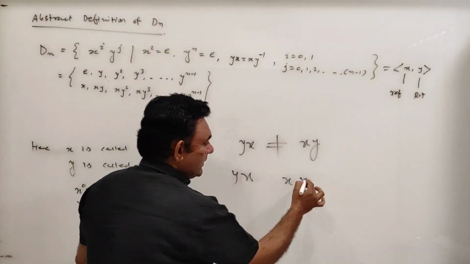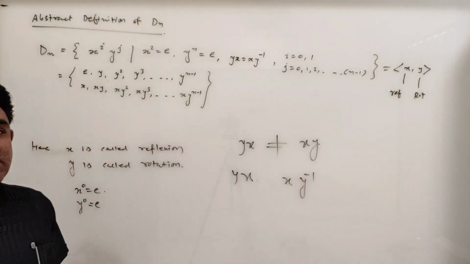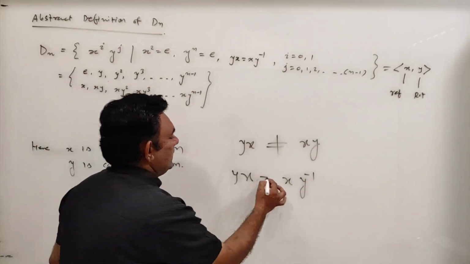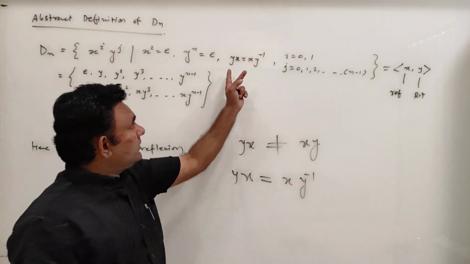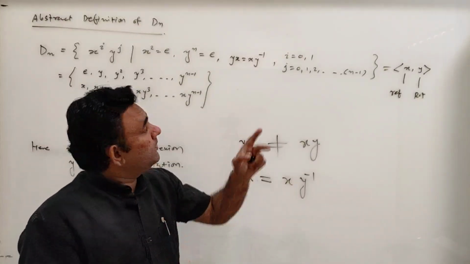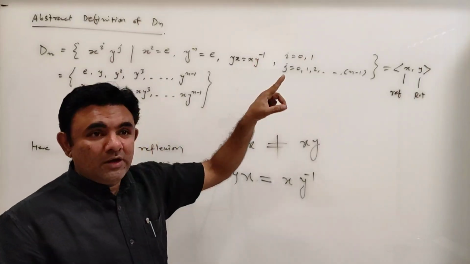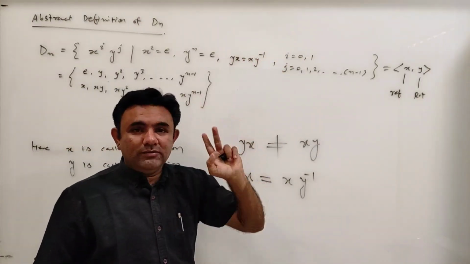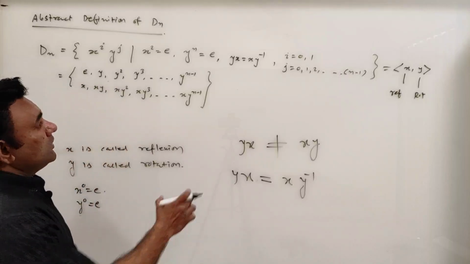If I consider here -1 power, then I have equality. So this is what? This is a commutation law. How x and y commute, but they will commute in this way, not in that AB equal to BA, right? So this is called commutation law.